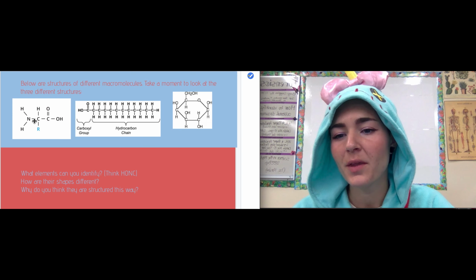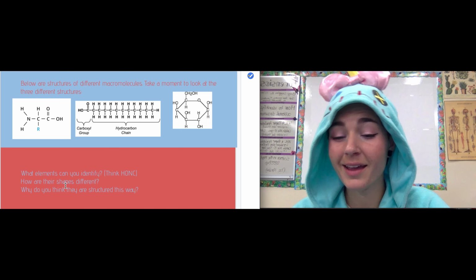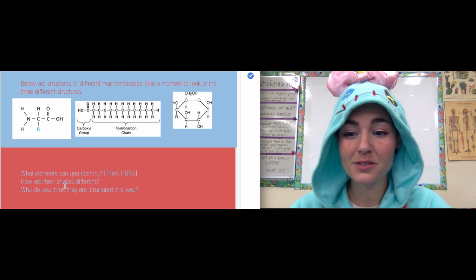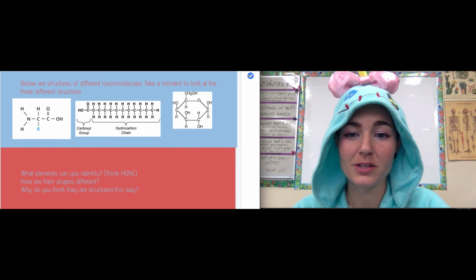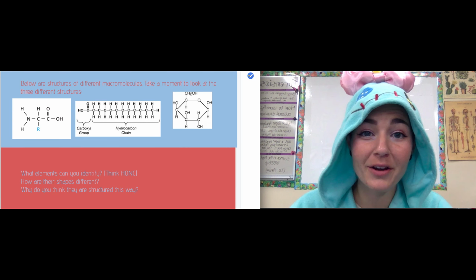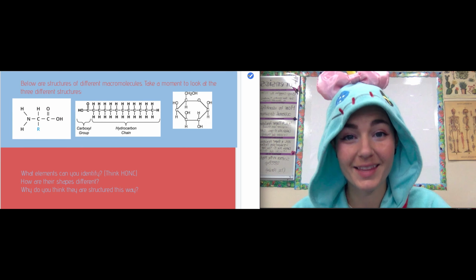So just tell me what you notice about the shapes, and then if you can think of a hypothesis, why you think those are structured that way. Go ahead, pause, write your explanations in your packet, and then come back. Alrighty, so let's jump into the next slide here.